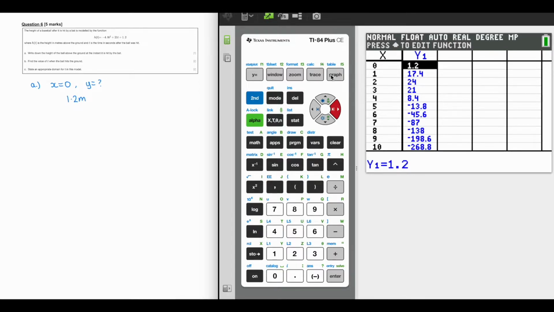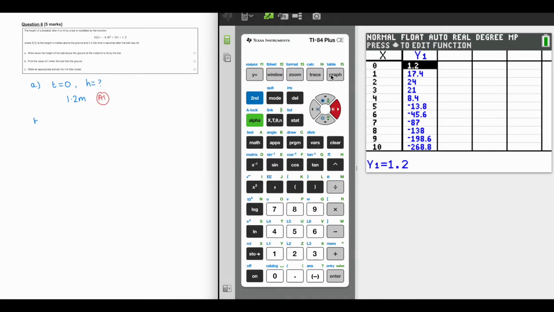Now, when you're doing this, you should just be a little bit careful in terms of what you're calling your variables. So in this case, it's the height and the time. So when time is 0, what is the height? And it's 1.2 meters. So that's the first answer there.